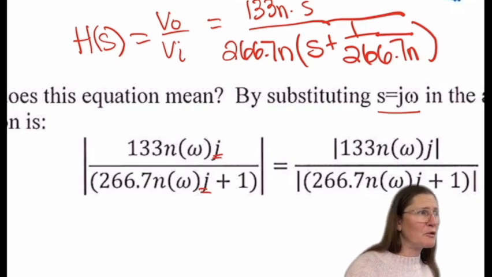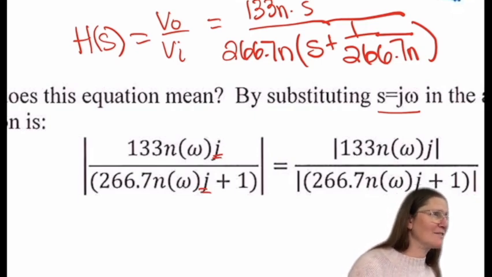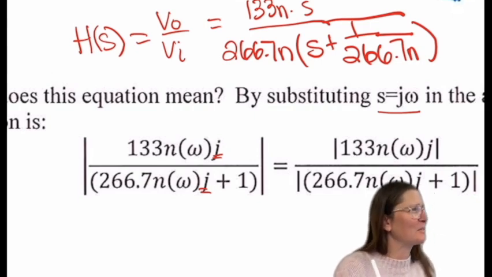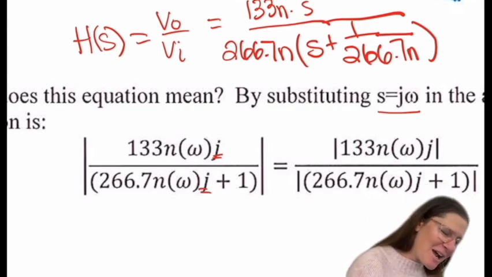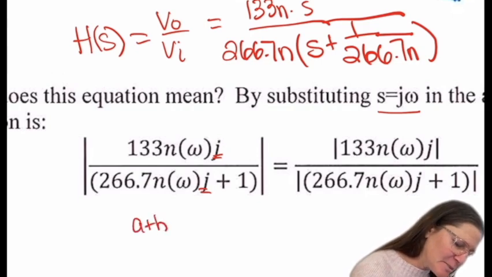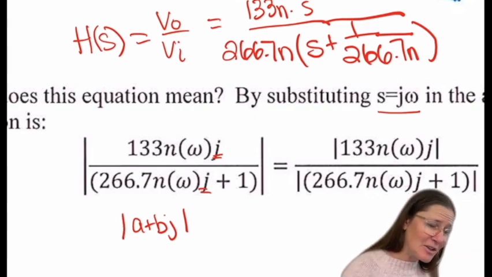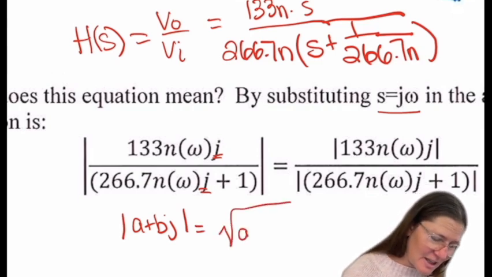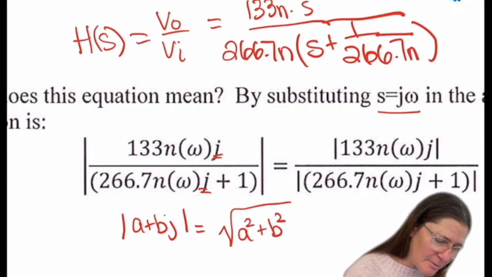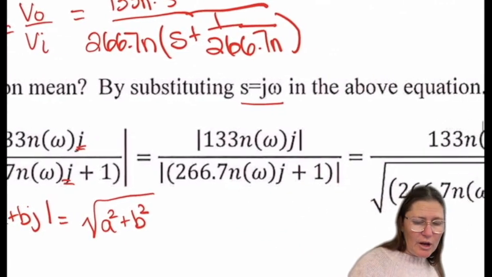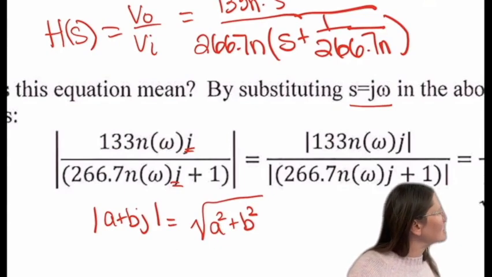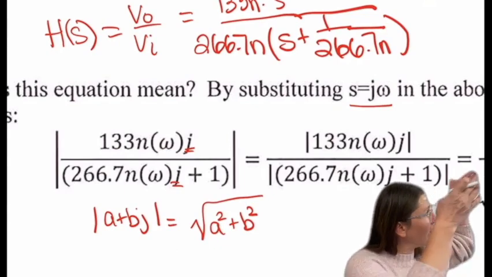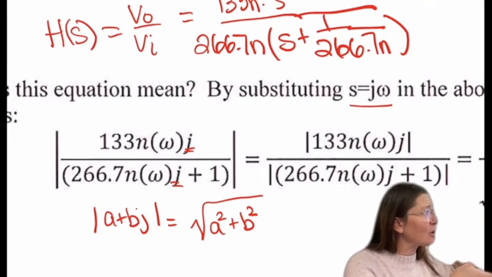So if you remember from complex numbers, hopefully back in pre-calc, if you have a number A plus BJ, and I take the magnitude of that, do you guys remember what it is? Square root of A squared plus B squared. Thank you. A squared plus B squared. Okay. So also imaginary numbers, you can take the magnitude of the top and the magnitude of the quantity below.